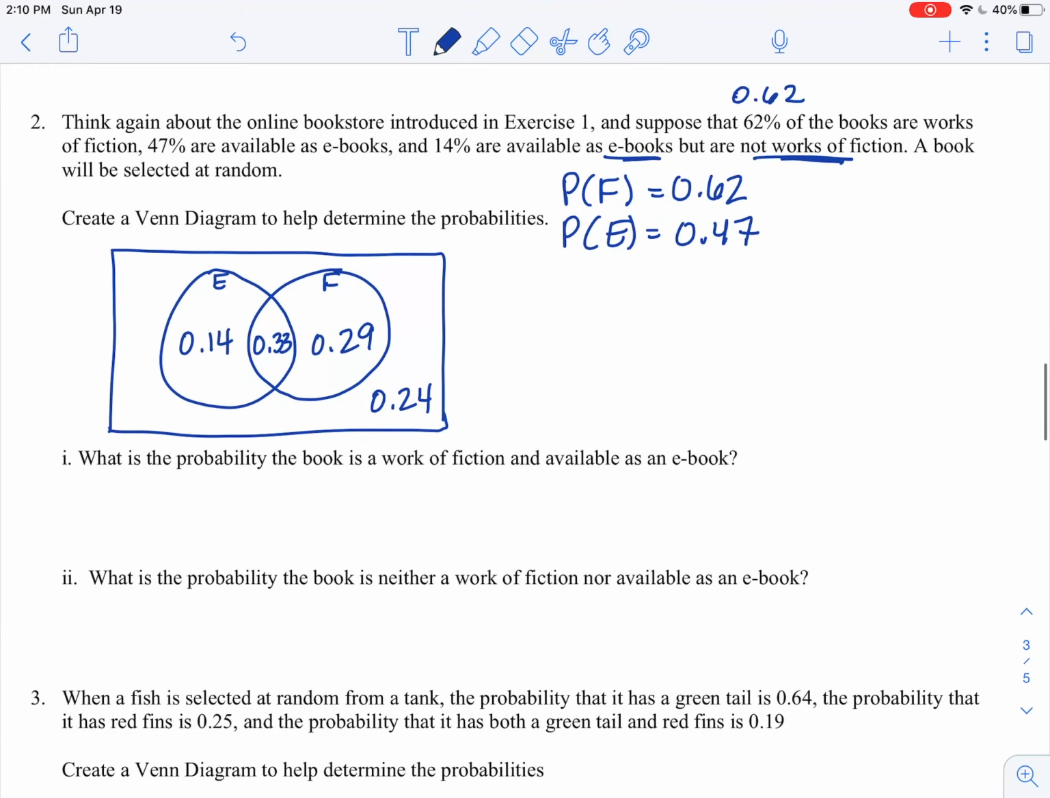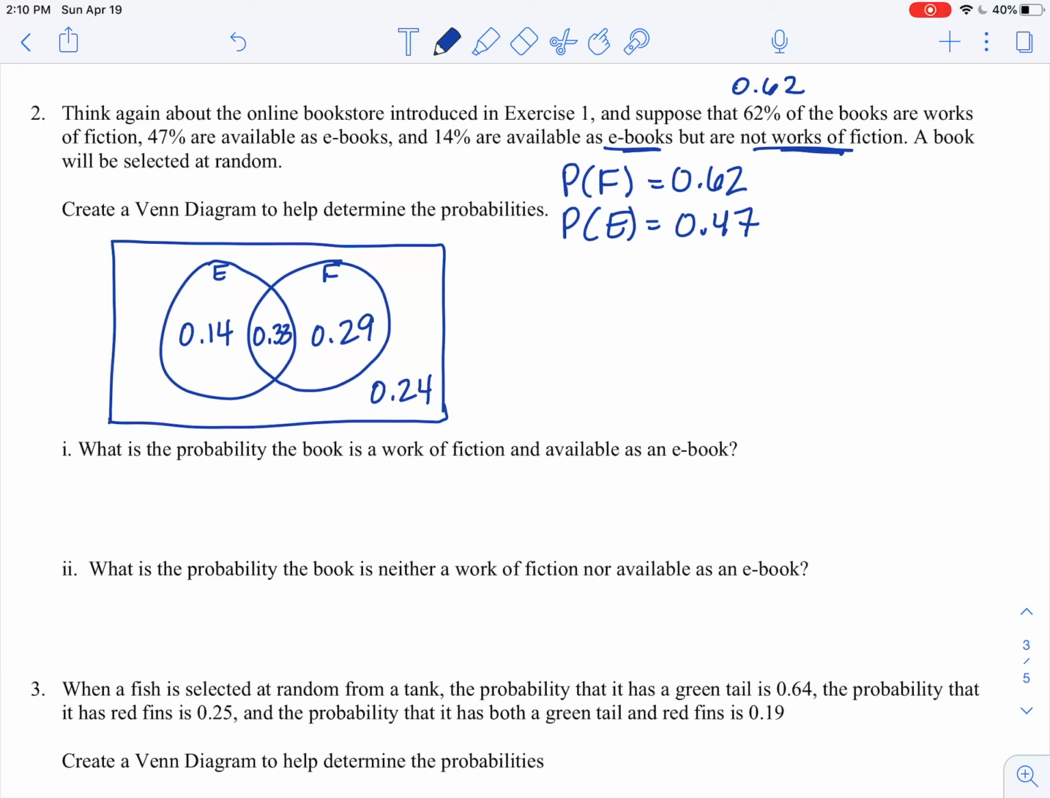So what's the probability that if I choose one book, so that's the idea, I'm choosing one book and I have to see if it fits certain characteristics. What is the probability that if I pick a book, it's a work of fiction and it's available as an ebook? Yes, I know you see "and" and you might think multiply. Again, these are not necessarily independent events, so we're not going to do "and" like we were talking about yesterday.